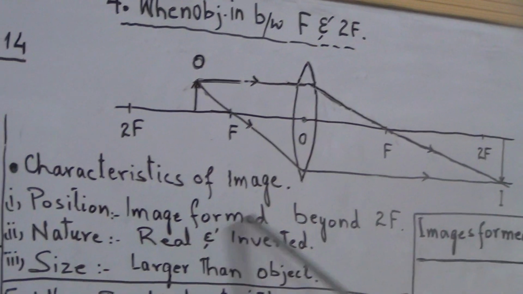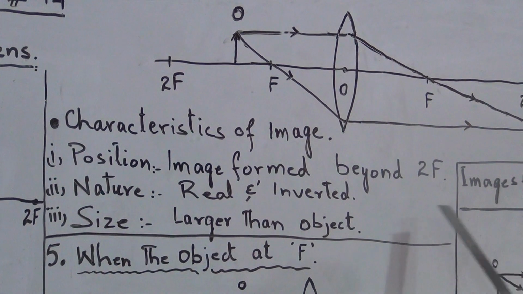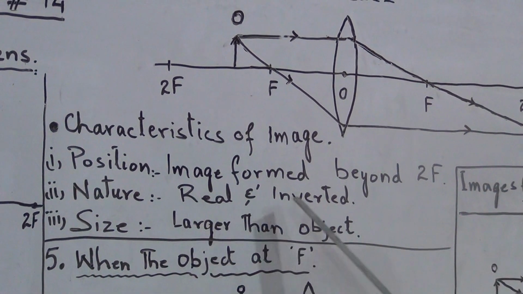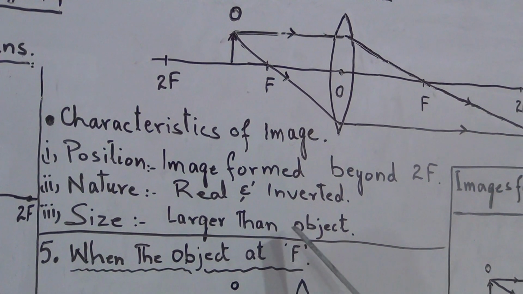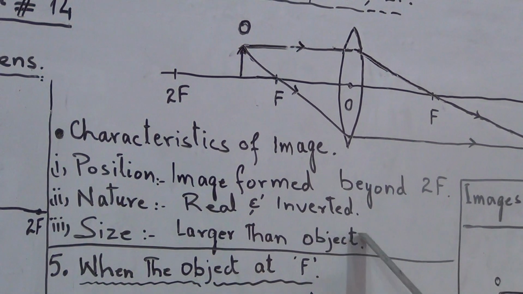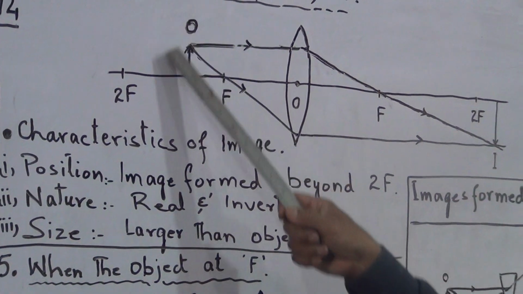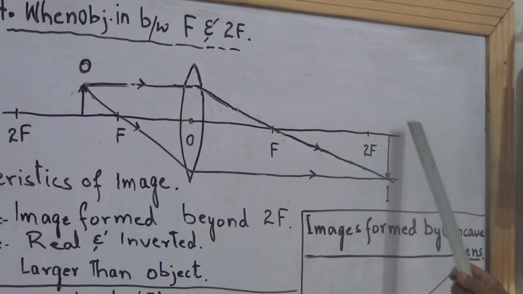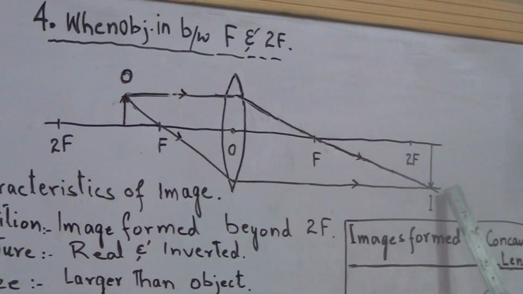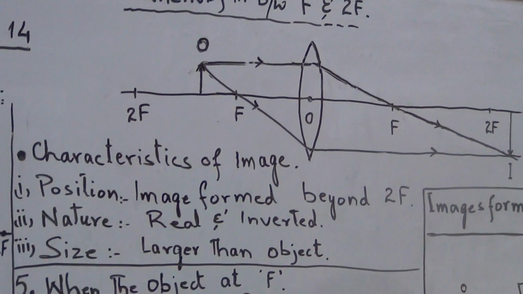Now the characteristics of the image: position, image formed beyond 2f. Nature: real and inverted. Size: larger than the object. Look, the object is small, the image is large. Real and inverted because real intersection takes place.